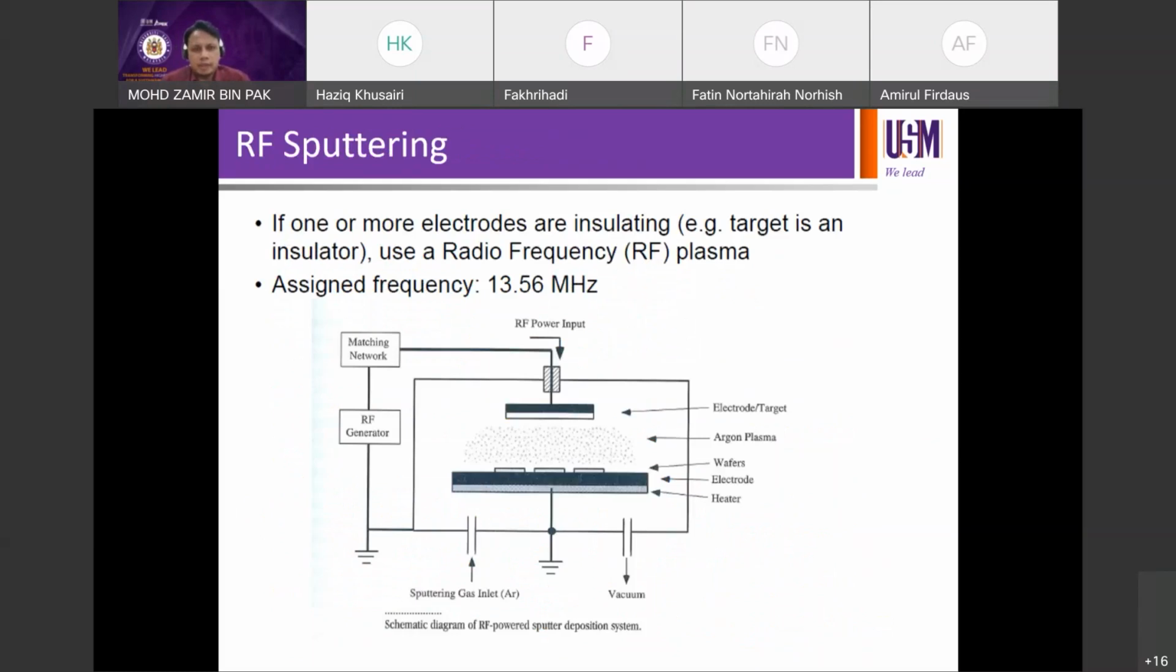So another process in sputtering is called RF sputtering. The first one that we discussed was DC, direct current. The second choice is RF, radio frequency. Radio frequency sputtering is used if one or more electrodes are insulating, for example, if your sputter target is an insulator. What is an example of an insulator target? Can you give an example? You can write it down, or unmute yourself. Anyone? Anything that is an insulator?